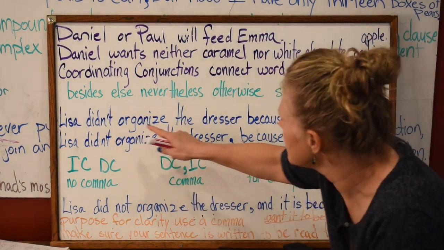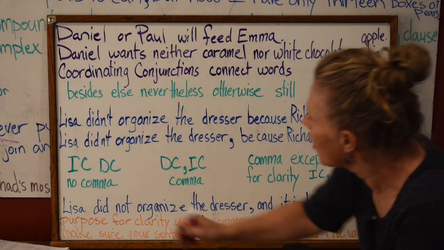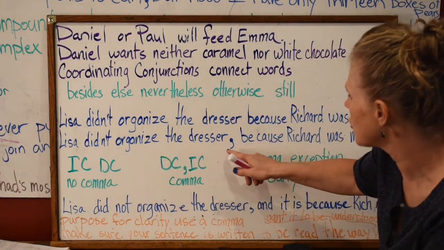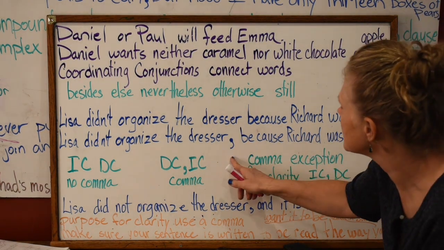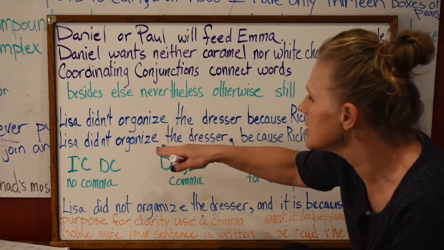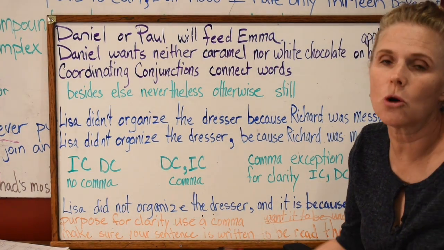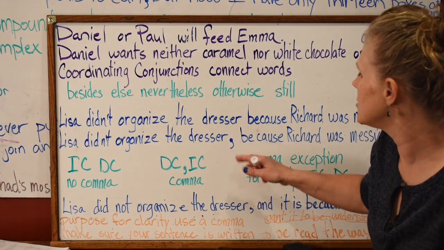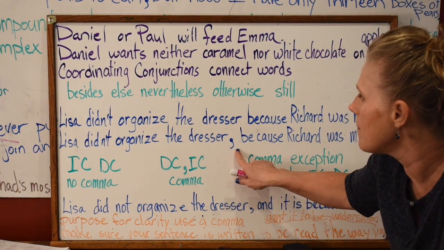So Lisa didn't organize the dresser because Richard was messy. Well, Lisa didn't organize the dresser, because Richard was messy. See how this forces a pause. Here it's kind of confusing. Well, did Lisa organize the dresser? Didn't she organize the dresser? And so that's when you want to find clarity, you add the comma.